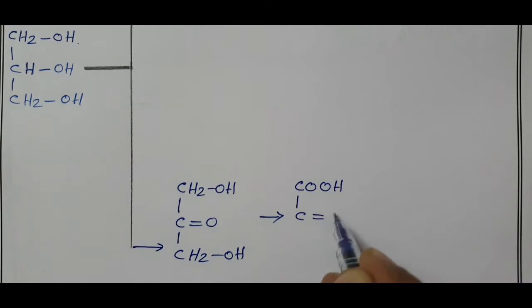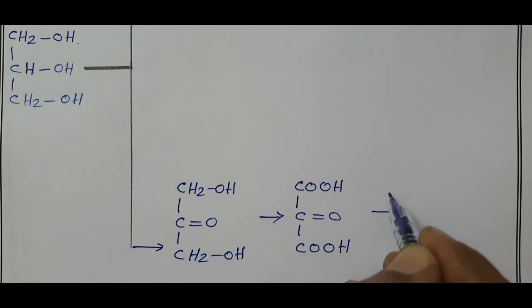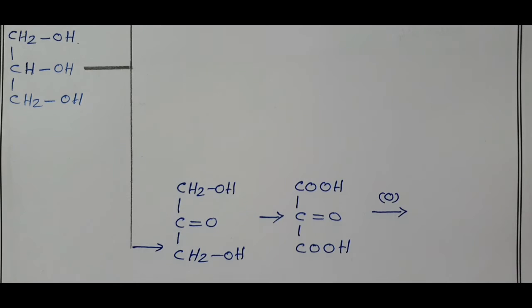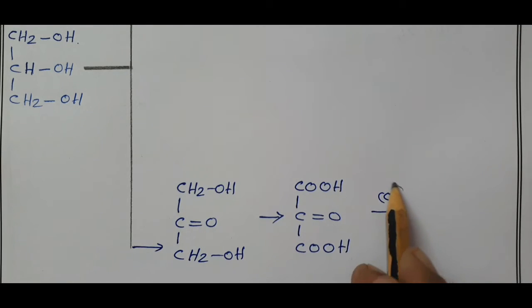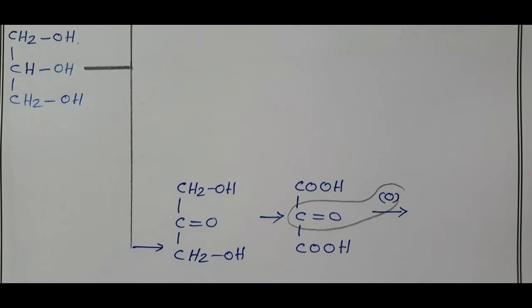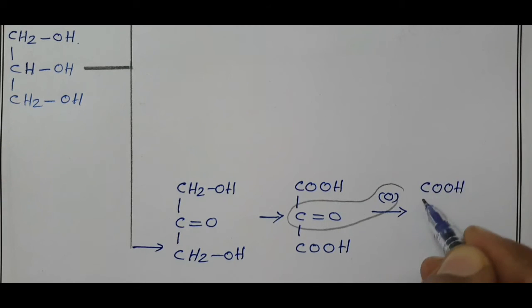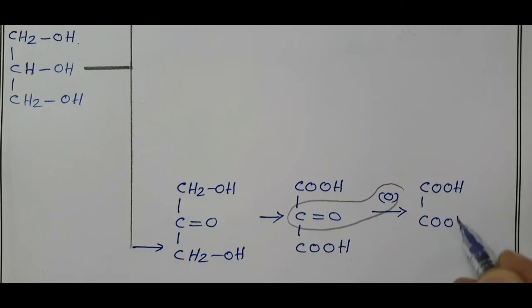Here you have C double bond O. Primary alcohol undergoes oxidation, gives an aldehyde, which on further oxidation gives carboxylic acid. Finally, this compound on oxidation, in the ketone, we know carbon-carbon bond cleavage takes place. Carbon dioxide is liberated and the final product of oxidation is oxalic acid, COOH, and here also COOH, with the liberation of carbon dioxide gas.